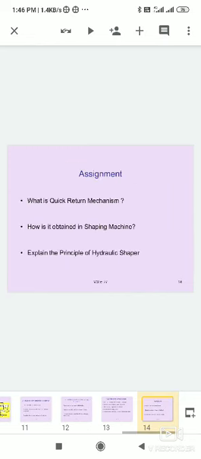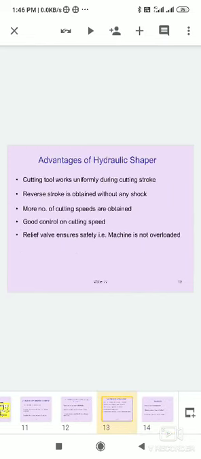And the disadvantages of the hydraulic shaper. The machine cost is high and the design is complicated. The stopping point of the ram is not constant. This is the main disadvantage when the cutting tool is moving toward and stopping before some obstructions.